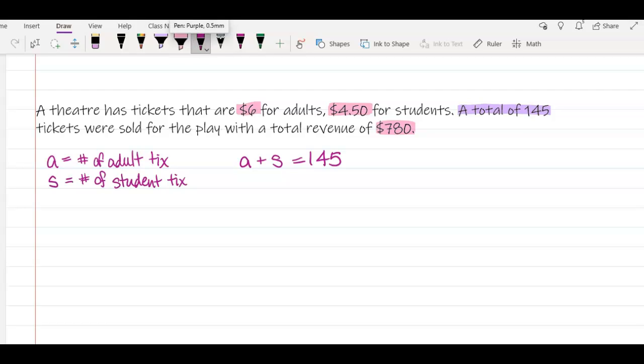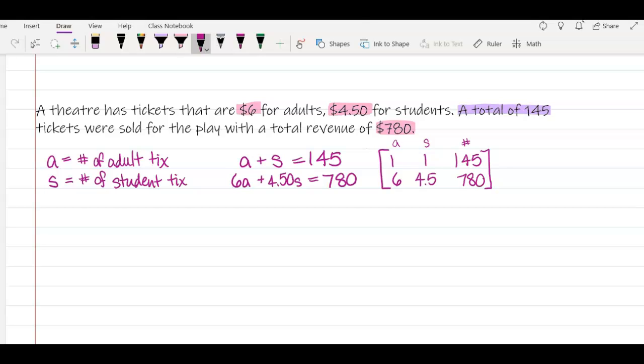I know that if I want to figure out how much money I bring in, I take $6 times the adult tickets plus $4.50 times the student tickets, and all together, the adult money and the student money equals $780. Turning this into a matrix, 1, 1, 145. Remember, we have the coefficients of the A's, the coefficients of the S's, and the constants. 6, 4.5, 780.